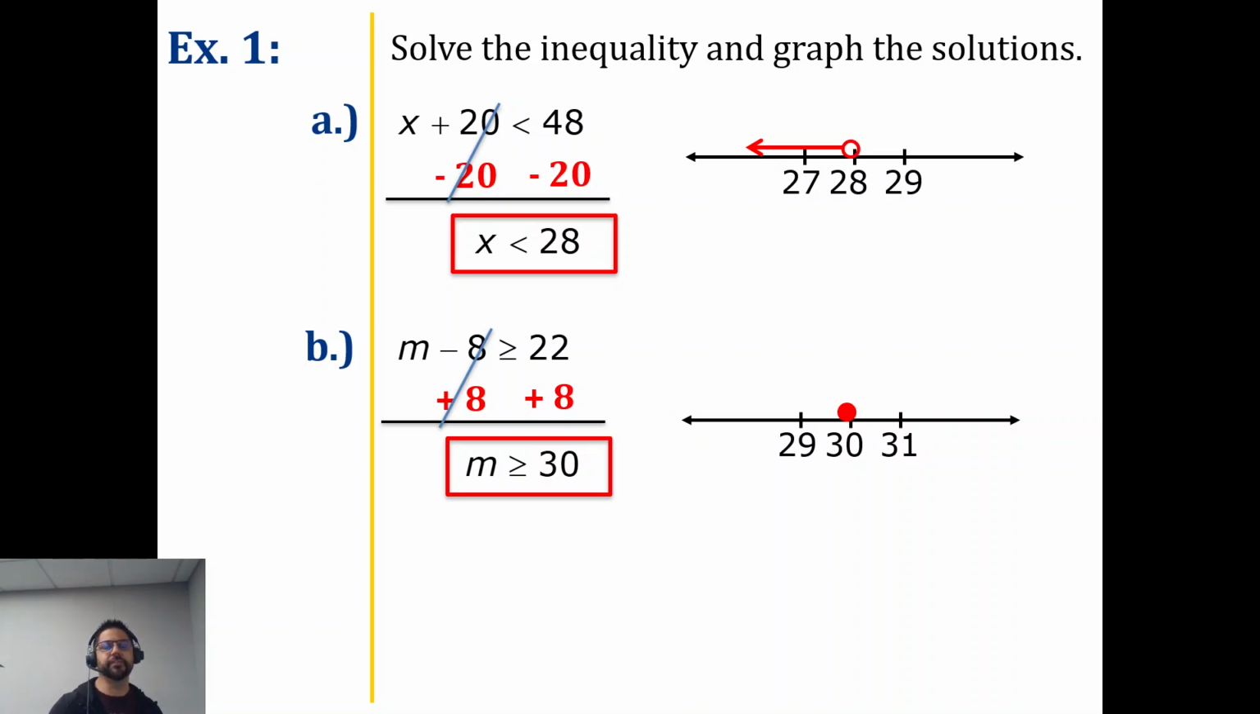Now, our shading, again, the way we read it, m is greater than or equal to 30, which means 31 is greater than 30, which is on the right side, so we shade to the right. Or, again, the little trick is it looks like it's pointing to the right, so we shade to the right.